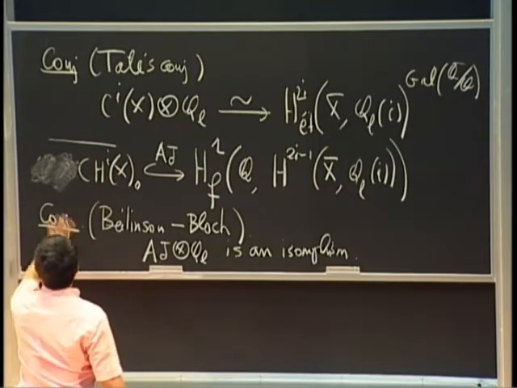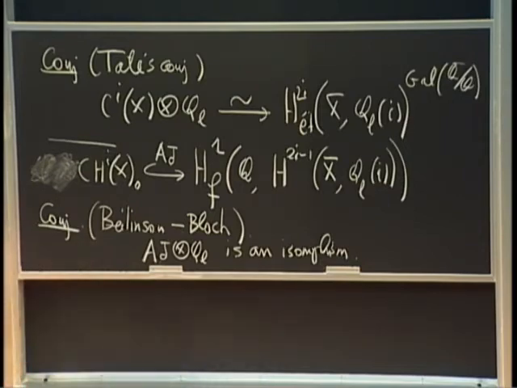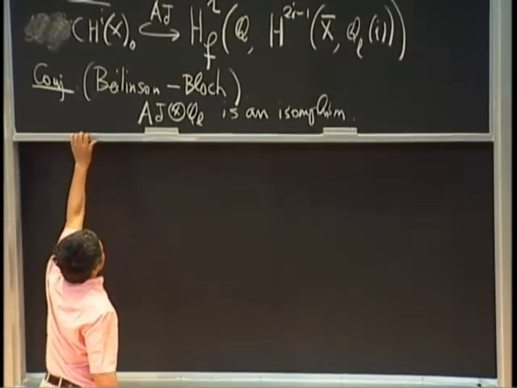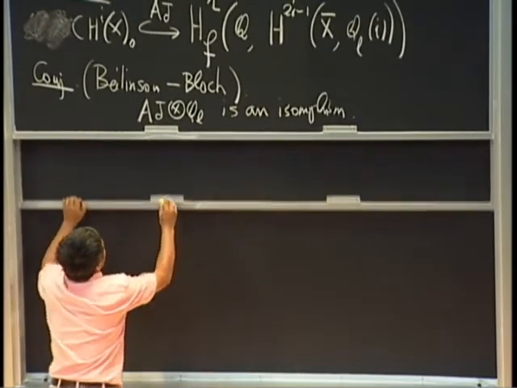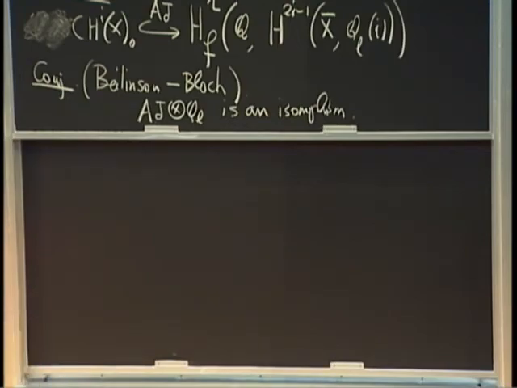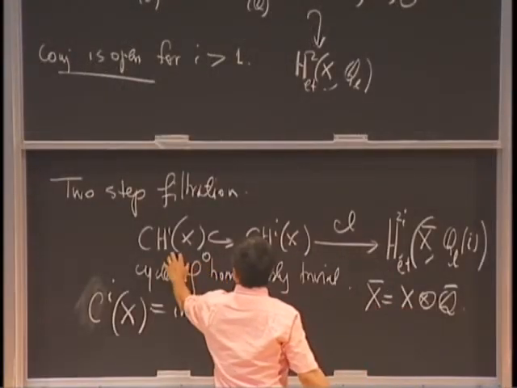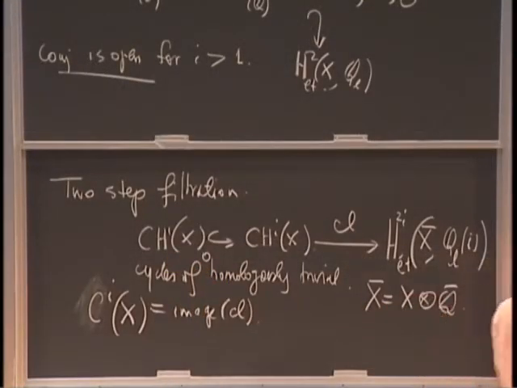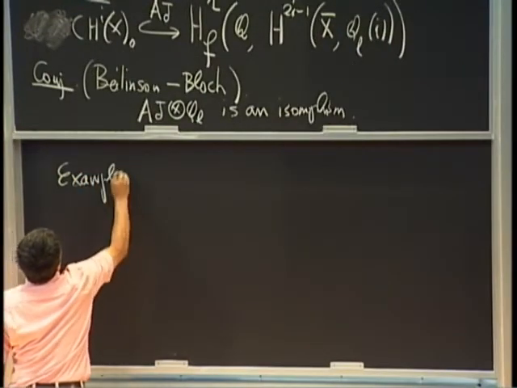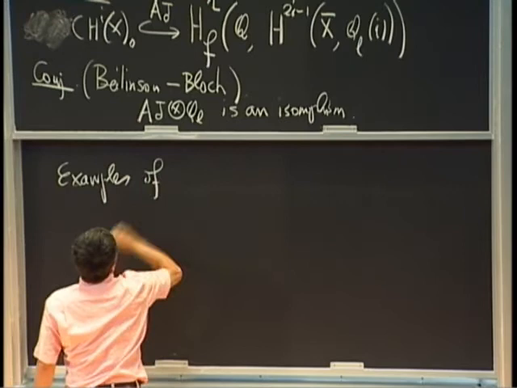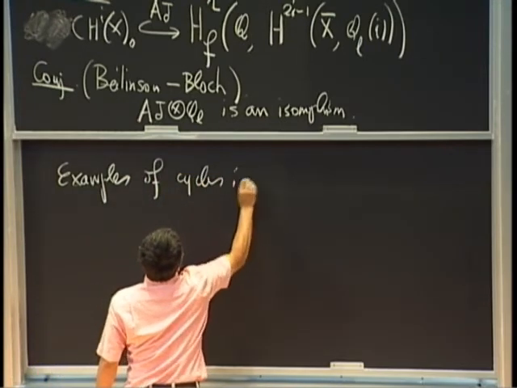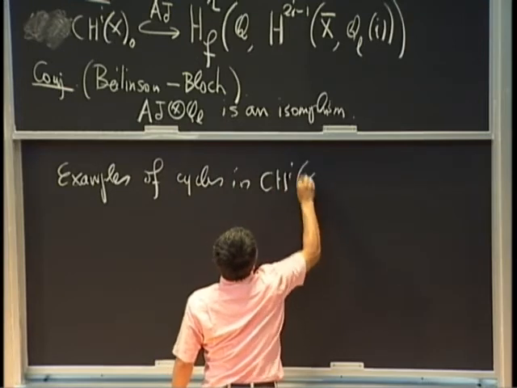No, I mean, the second one. But this is already finite dimensional. Okay, so I will not, so today's lecture will only focus on this part. I'll give you some trivial examples, some examples of homologically trivial cycles in CH^i, in H^0.